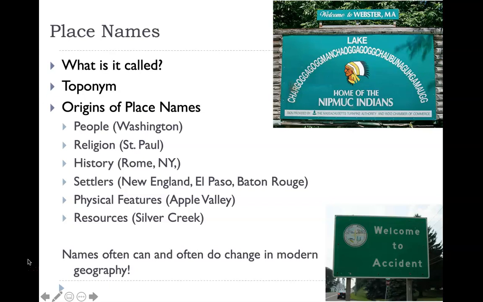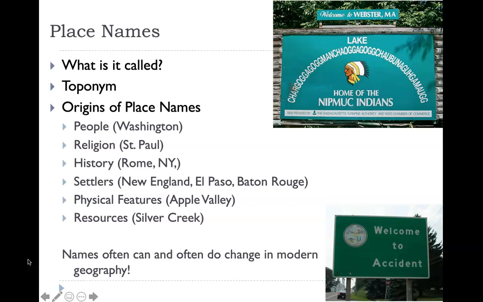All right, we can look at settlers. If you hear New England, well, the English populated that area. El Paso, you can hear the Spanish there. Baton Rouge is definitely French sounding because Louisiana was a French colony. We could talk about physical features like Apple Valley, right? Maybe there were some apple trees in a valley there. We can talk about resources like Silver Creek, right, implying that there's something to be gained from there.